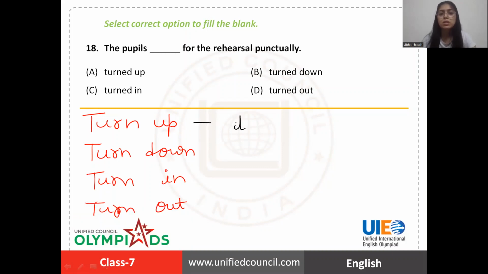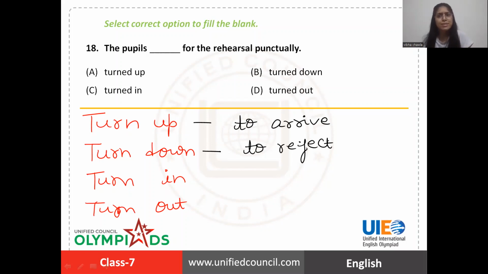Turn up means to arrive. For instance, we decided to meet at 7:30 p.m. But she did not turn up, means she did not arrive. Okay. Turn down is to reject an offer, to refuse an offer. Okay. For example, she turned down the job offer. Simple. She rejected the job offer.